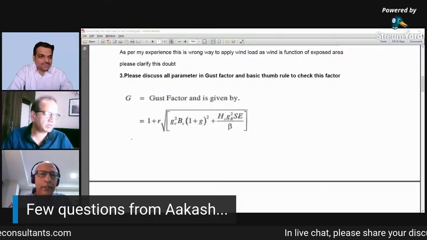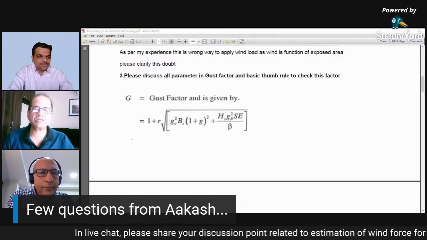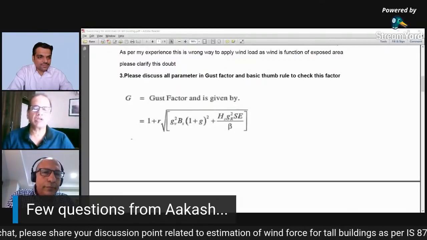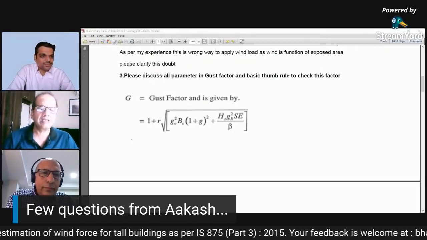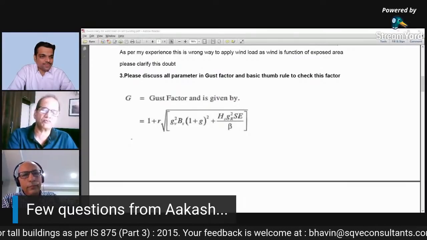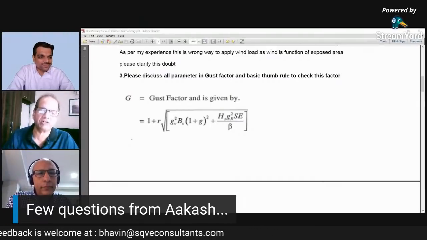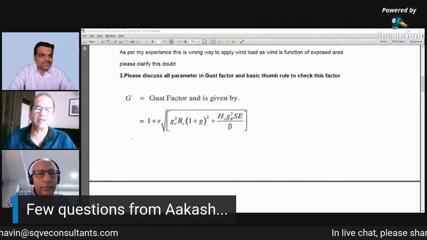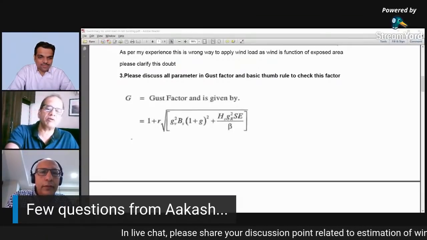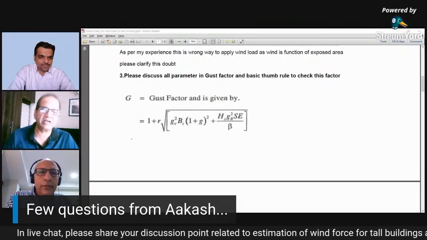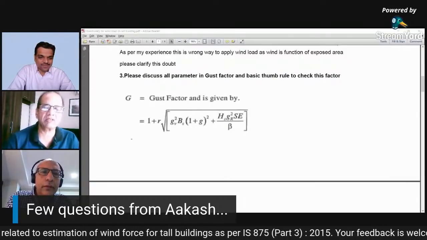Now there are certain parameters in this formulation. Rather than asking us to discuss all parameters in Gust factor and basic thumb rule, I'll suggest Akash use this formula on some building problem. If he doesn't understand any specific term, then we can reply. Like GV, GB, they are the peak factors. Here it is not 1 plus G, it is 1 plus 5 inside, there's a typo. Yeah, there's a typo error. In amendment 1, it was clarified.